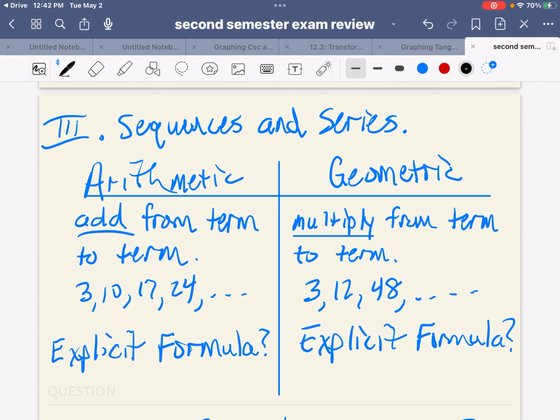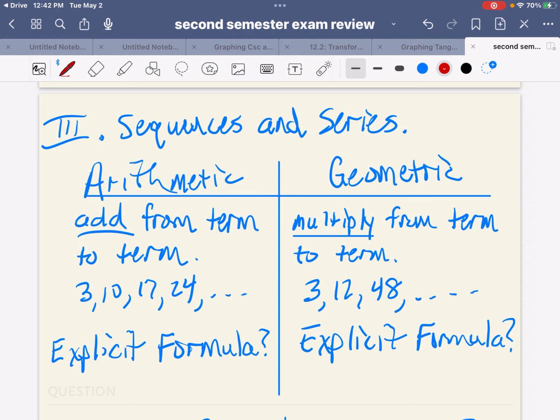Students, the next thing that we covered after exponential functions and logarithms in the second semester was we learned about some sequences and series. We learned about two special types of sequences referred to as arithmetic sequences and geometric sequences. An arithmetic sequence is a sequence that uses addition to go from term to term to term.